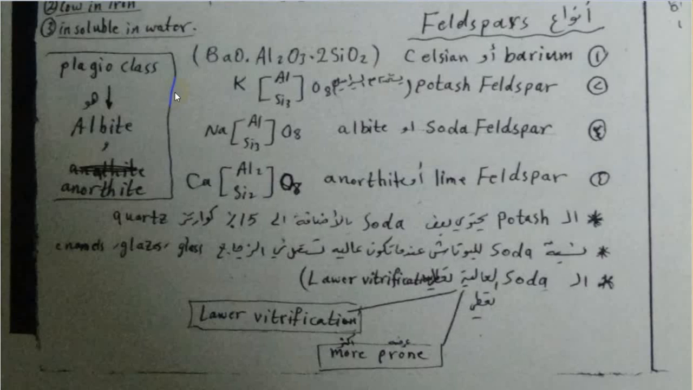NaAlSi3O8, as you can see in front of you. The Na is the sodium, the Si3 is three atoms of silicon, the Al is alumina in this case, and the O8 indicates eight atoms of oxygen. So the anorthite is indicated here as a type of plagioclase or the lime feldspar.